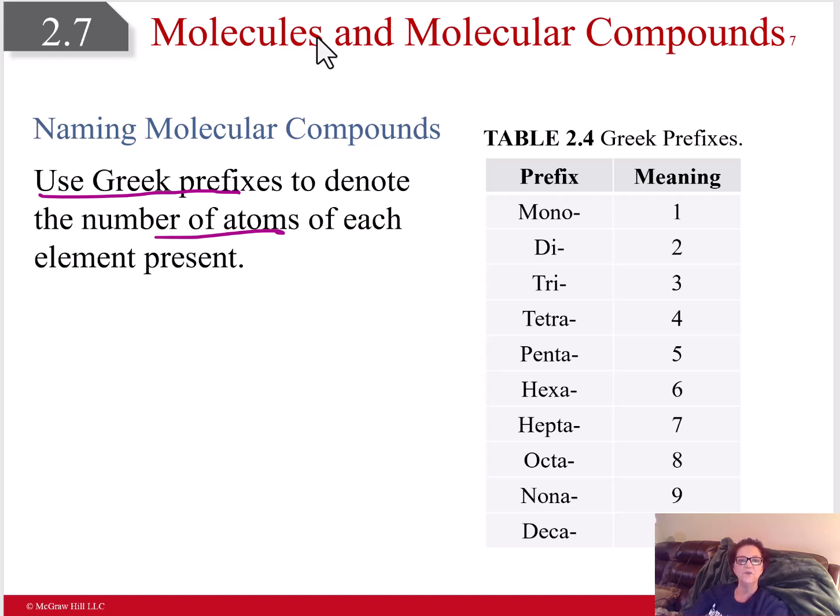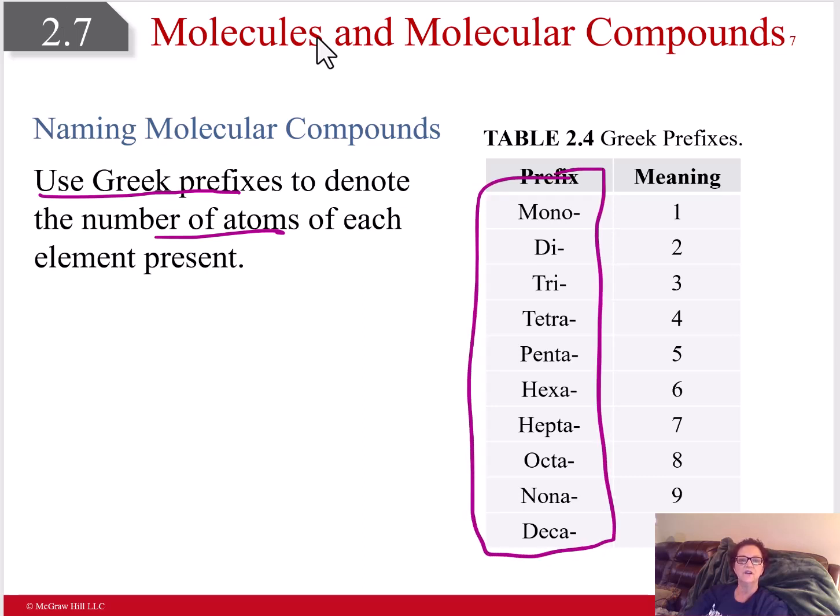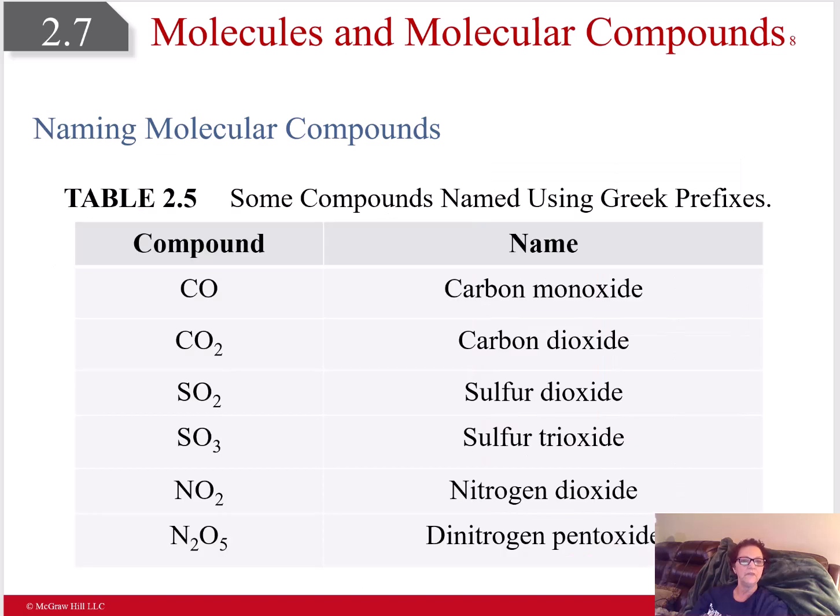So here are those prefixes I told you that you need to make sure that you know. Mono, di, tri, tetra, penta, hexa, hepta, octa, nona, deca. And those are 1 through 10 for your numbers. And you use those same ones for your hydrates.